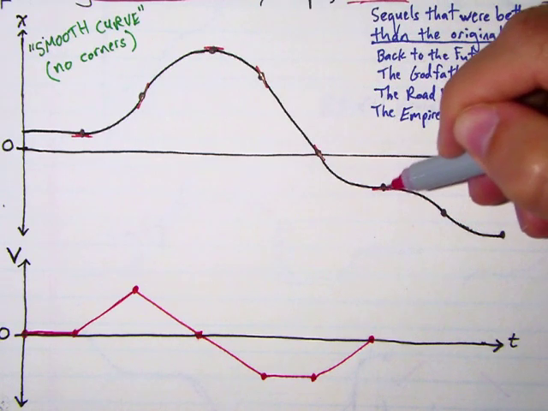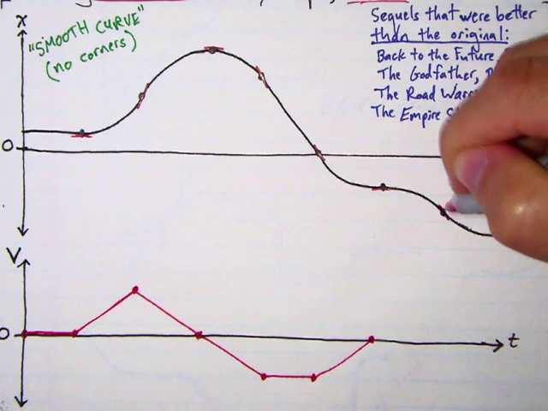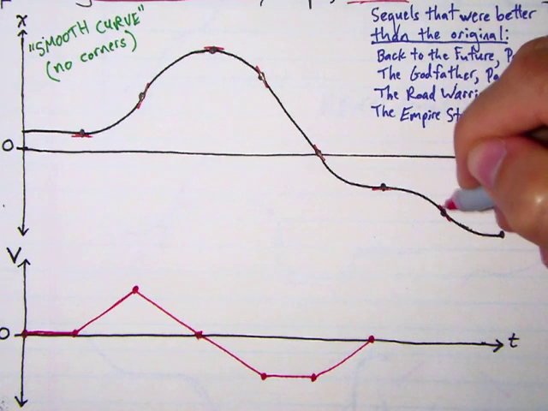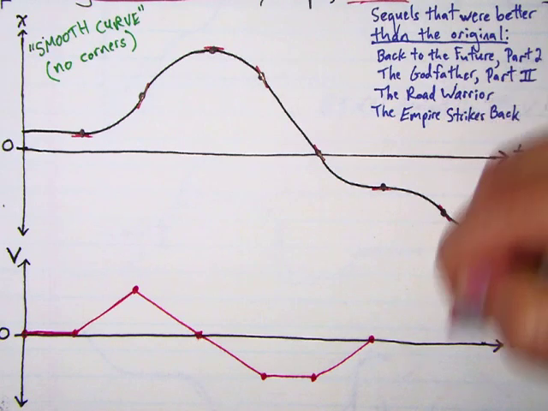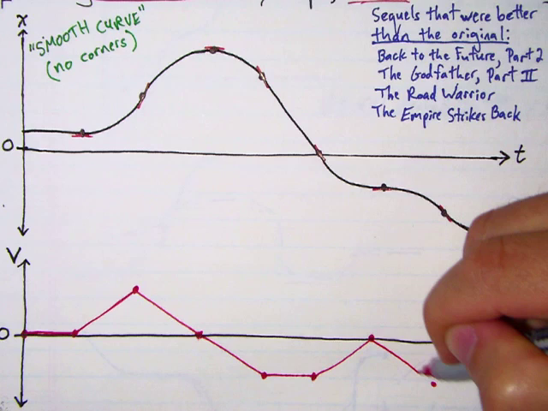But then we immediately pick up speed again in the negative direction. So by this point, tangent slope is negative once again. We're moving in the negative x direction by there. So we have a negative velocity by that point.